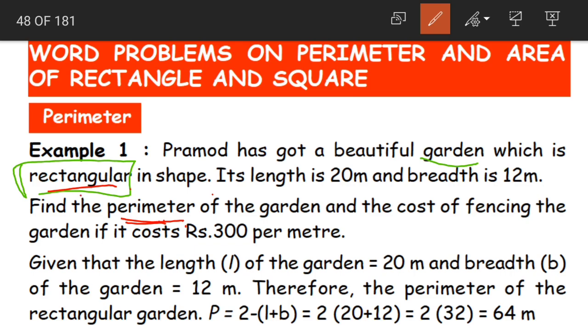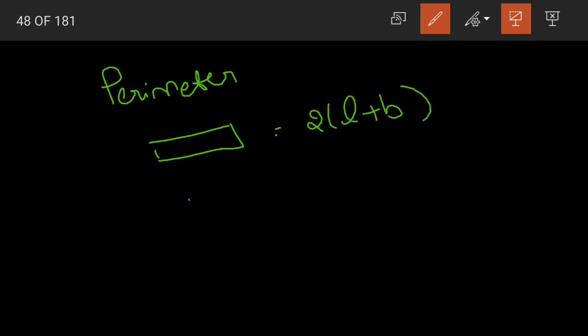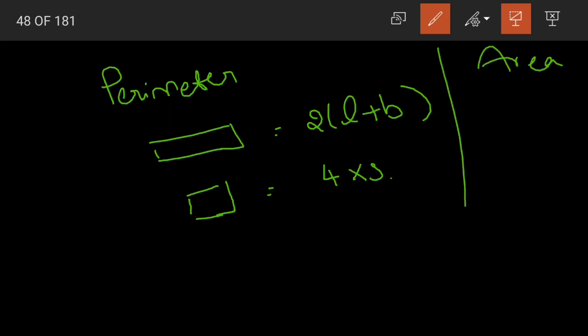What is the formula for perimeter of a rectangle? 2 into (L plus B). What is L plus B here? Length plus breadth. Do you remember, children? Let us revise the formulas first. I think it would be better. Perimeter of rectangle is equal to 2 into (length plus breadth). Perimeter of square is equal to 4 into side. In the same way, what is the area, children? Area of rectangle is equal to length into breadth and area of square is equal to side into side.